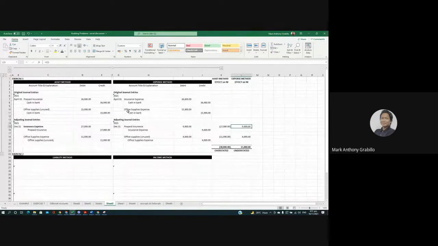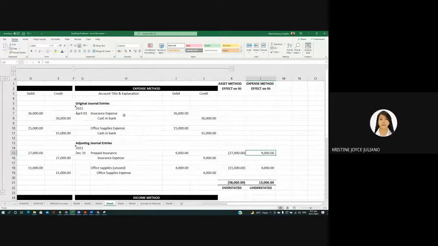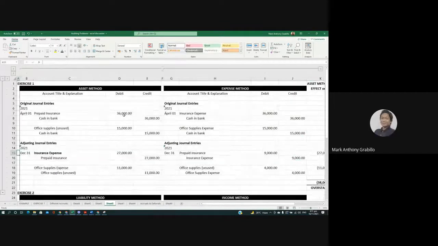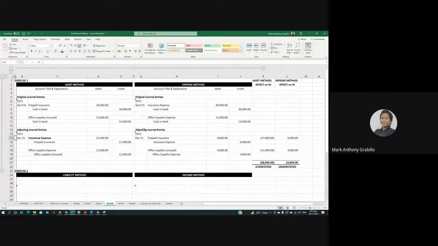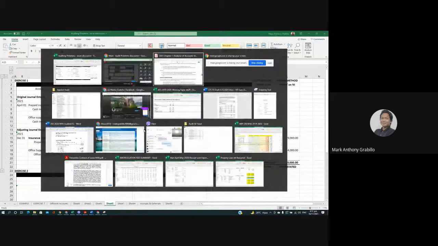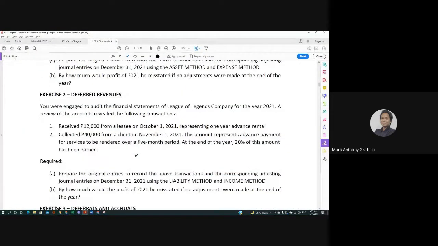So yan po yung effect niya sa both asset method and expense method. Okay. So nakikita pa naman po yung screen ko, class? Yes po. Alright. So yan po ang ating answer for exercise number 1. So let's go for exercise number 2. Deferred revenues. You were engaged to the audit of the financial statements of League of Legends Company for the year 2021. A review of the accounts revealed the following transactions.